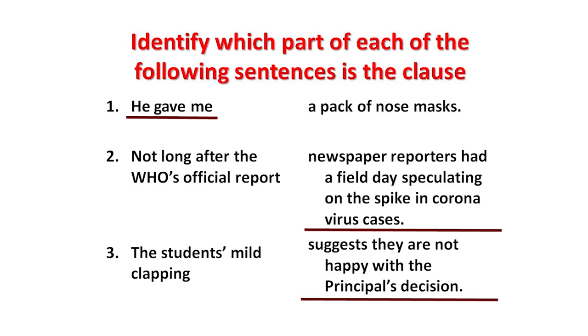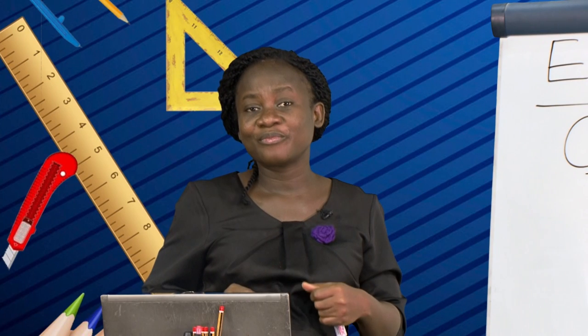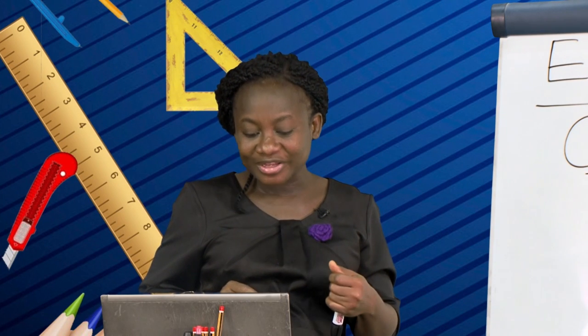I hope you went for the second part, because that is the part where we have the finite verb in the sentence. And what is the finite verb in suggest they are not happy with the principal's decision? It is the verb suggest. It is the S form of suggest. Always remember, a phrase does not have a finite verb. A clause has a finite verb. The finite verb is a verb in its basic form, S form, or past form.